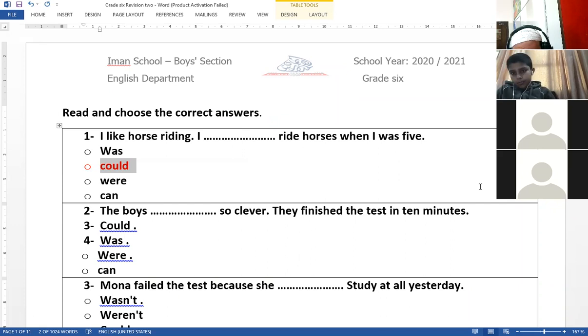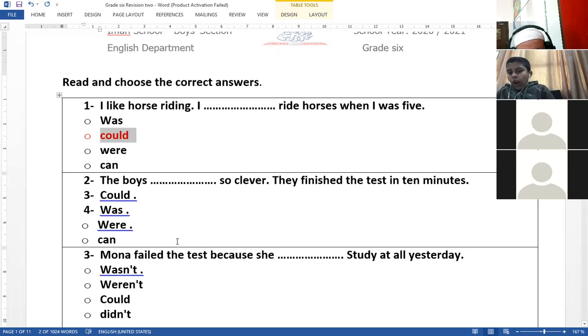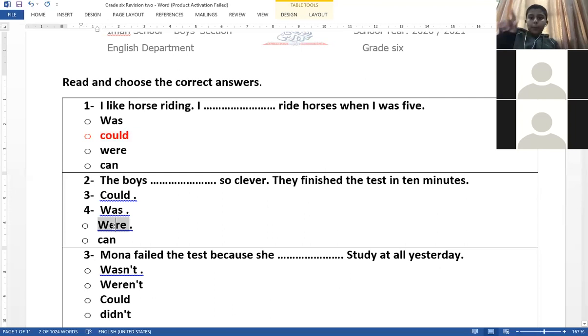We have Muhammad Abdullah. Quickly, number 2. The boy is so clever. They finished the test in 10 minutes. The boys was so clever. The boys or the boy? The boys were. If it is one, we say was. But if it's more than one, we say were. Excellent. So was for the singular and were for the plural. Thank you.